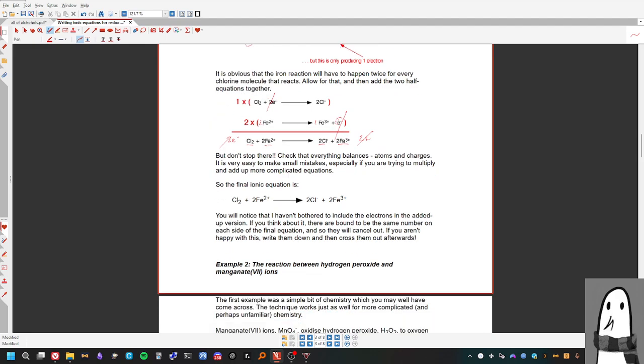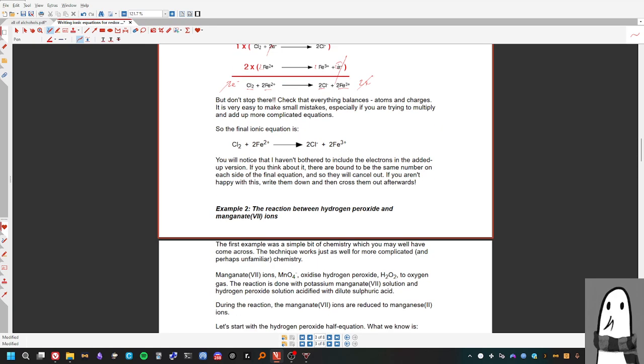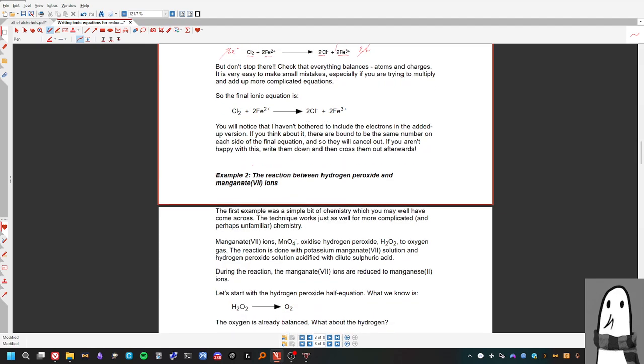Now, you don't need to stop here. Check everything balances, atoms and charges, and it's easy to make a small mistake, especially if you're trying to multiply and add up more complicated equations. So, the final equation is going to be Cl2 plus 2Fe2 plus gives 2Cl minus and 2Fe3 plus. You'll notice that I haven't bothered to include the electrons because if you think about it, they're bound to be the same number on each side, so they'll cancel out. And if you aren't happy with this, write them down and cancel them out afterwards.